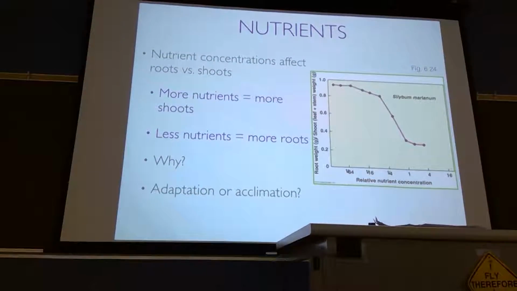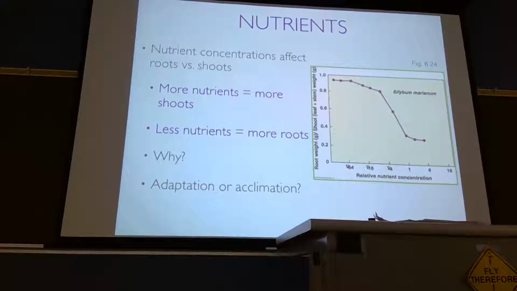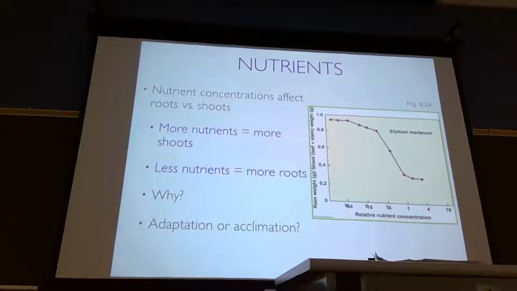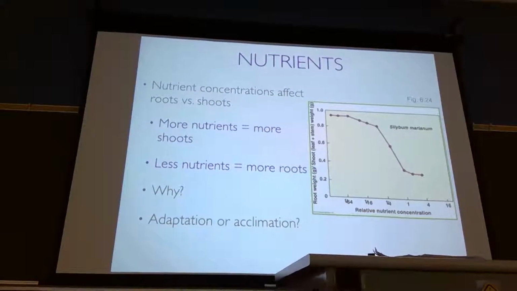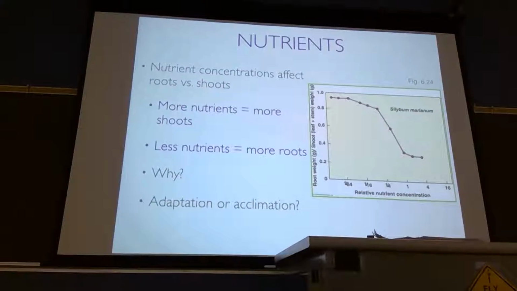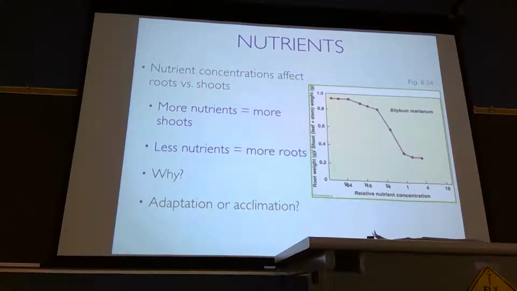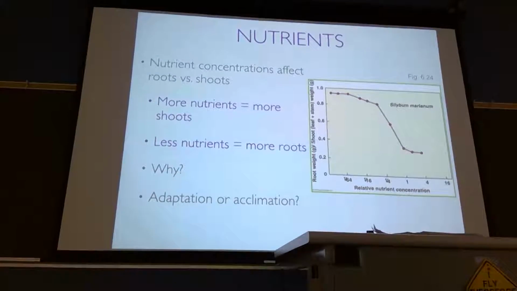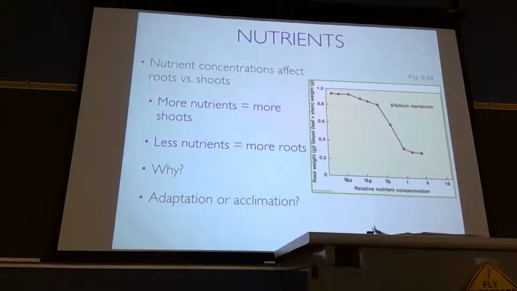All right, the last plant adaptation I do want to talk about is nutrients, and that's where the carnivorous plants come in because they get nutrients in an interesting way. But of course, nutrient concentrations affect whether or not a plant is going to be able to grow roots versus shoots, or roots and shoots in general. What is a shoot? It's the leaf and the stem. Okay, so that's the generalization that we're making.